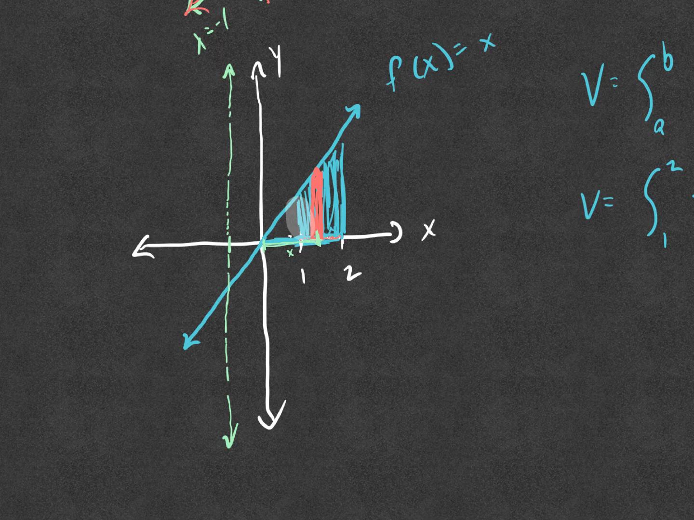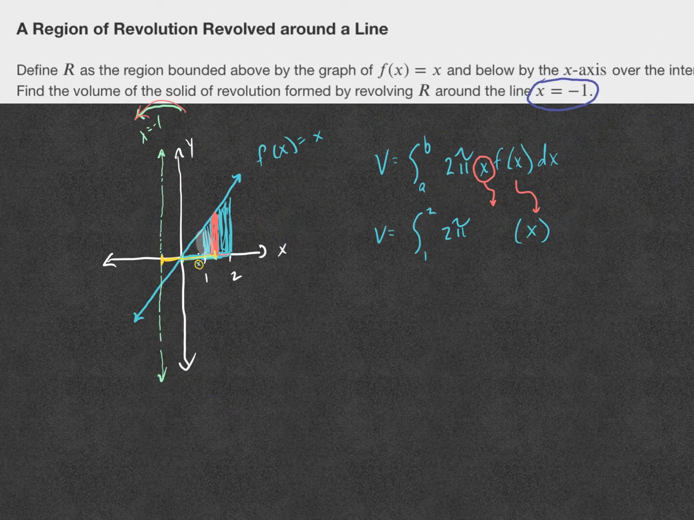So what have I done by revolving around a different line? Well, I've increased the radius. I've made the radius of this slice longer. It went from a radius of x to now I've increased it by 1 unit. So that in the formula becomes x plus 1. The x in the formula becomes x plus 1.